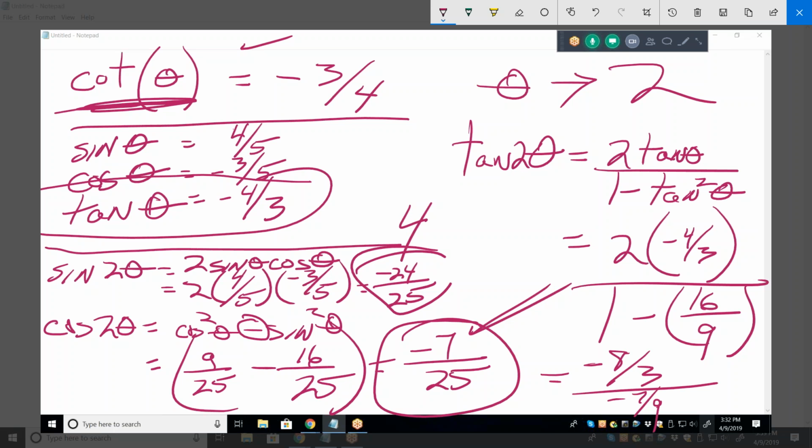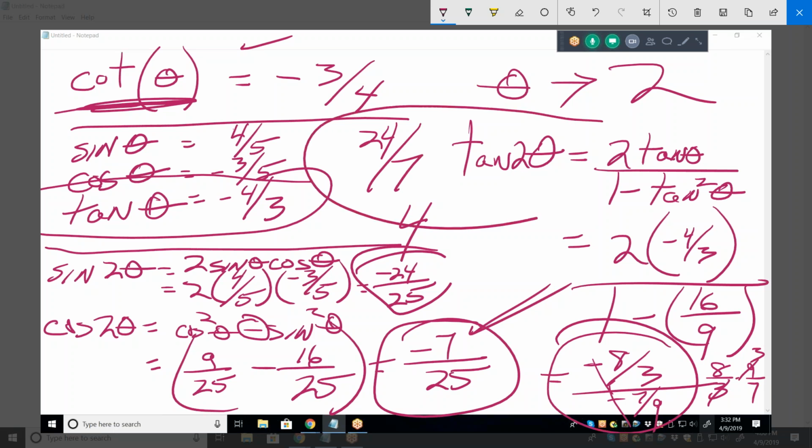How do we solve that? Multiply it by the reciprocal of the denominator. So it's basically 8/3 times 9/7, right? Negative signs cancel out. So this becomes 24/7. That's the answer to that right there.